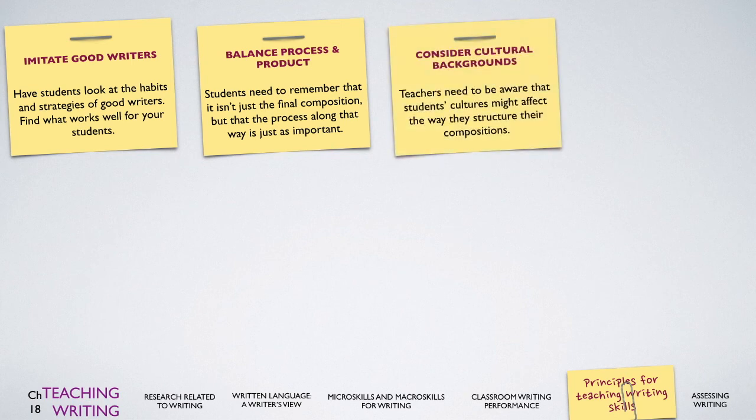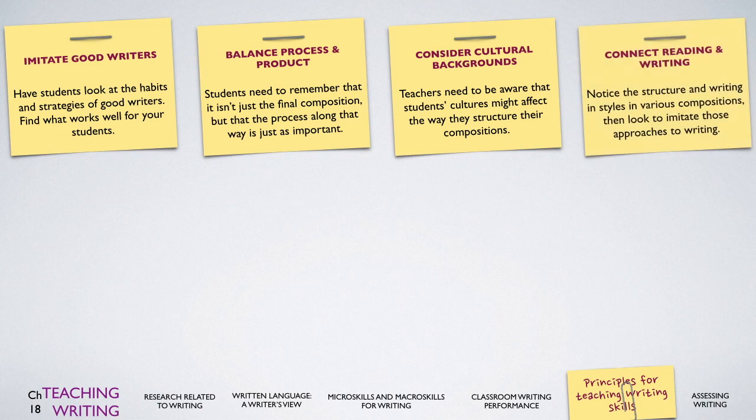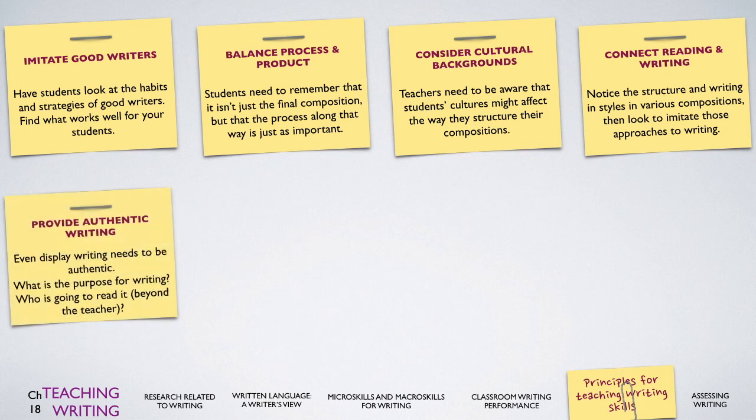As teachers, we need to take our students' cultures into consideration. Remember, one's background may affect the structure of the composition he or she writes. Reading and writing are connected, so we should make reading part of our writing classes. Have students notice how compositions are structured when they are reading, then look to imitate those structures in their own writing. We've already discussed the importance of real writing, but even if we are using a bit of display writing, which is still okay, it needs to be authentic.